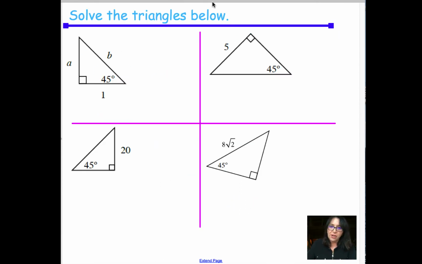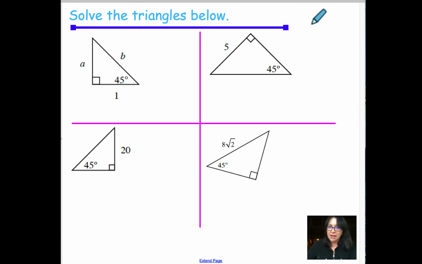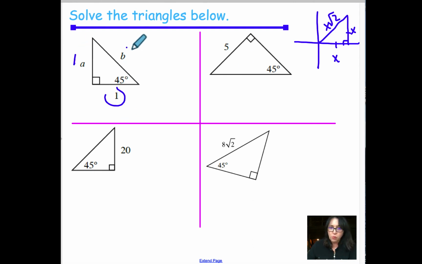Solving these triangles here, these are 45, 45, 90s. And the rule for a 45, 45, 90 is whatever the value of the leg is, the other leg is the same. So if I had a 45, 45, 90, let's review the rule. In a 45, 45, 90 right triangle, here's my right triangle, 45, 45, 90. It's equal, 45, 45. This is X, and whatever this is going to be X root 2. So if this is 1, this is 1, and this is 1 root 2.